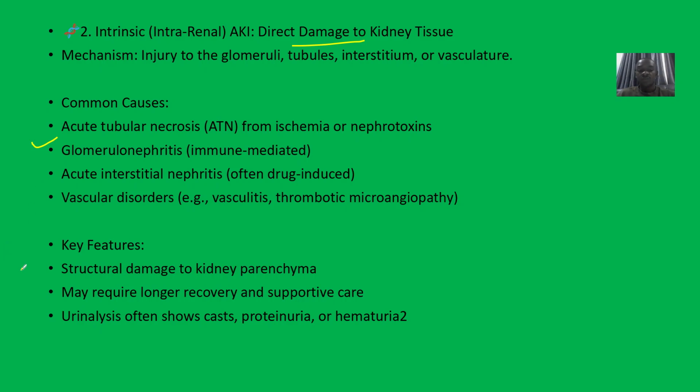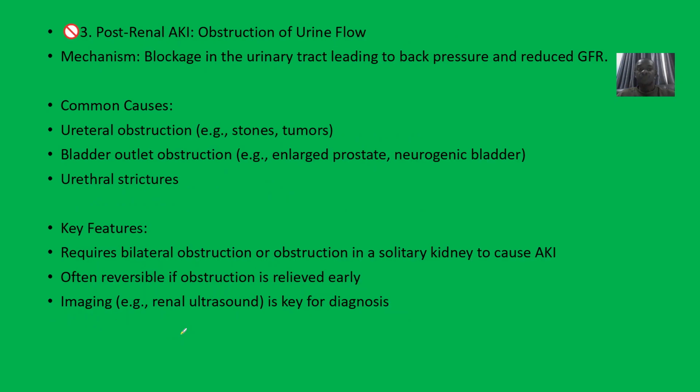Okay, so key features is within the kidney, so the issue is within the kidney. You can see a structural damage to the kidney, may require longer recovery or supportive care. Urinalysis often show casts. You see proteins in urine, you see blood in urine. Then post-renal acute kidney injury.